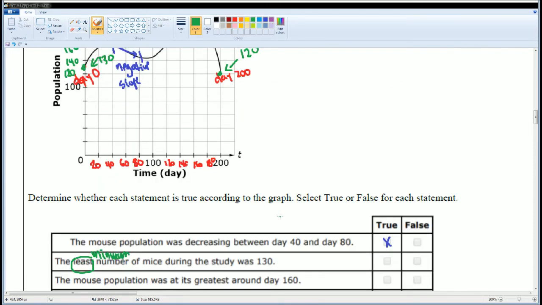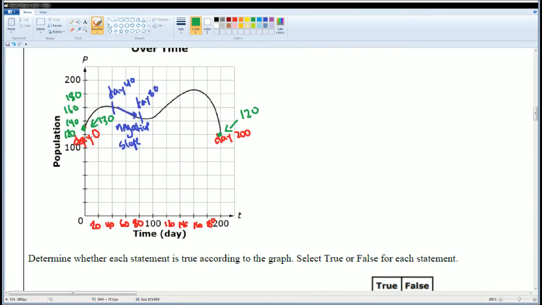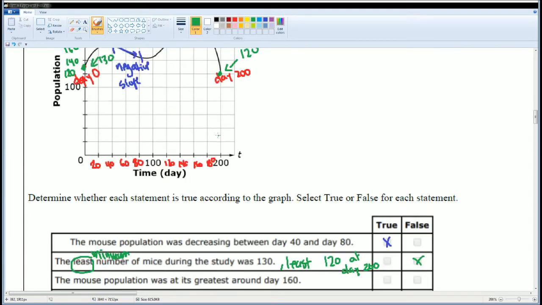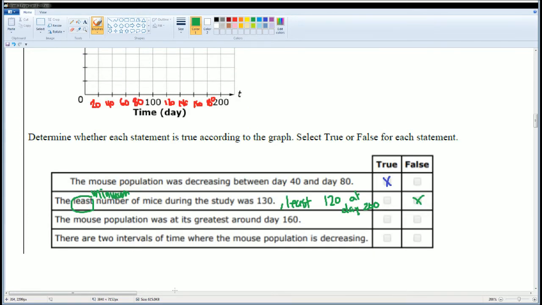I would actually say false, because I think the smallest, the least, is actually 120 at day 200. Right there, you could make the argument for 130, but 120 looks smaller here. Okay. There are two intervals of time where the mouse population is decreasing.